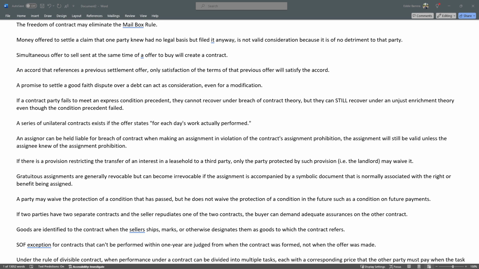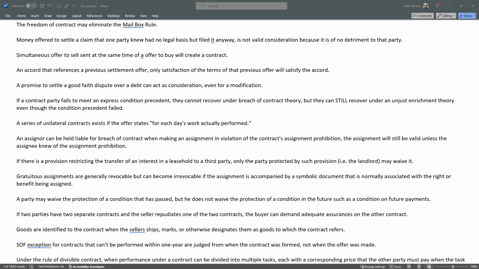If a contract party fails to meet an express condition precedent, they cannot recover under breach of contract theory, but they can still recover under an unjust enrichment theory, even though the condition precedent failed. A series of unilateral contracts exists if the offer states, for each day's work actually performed. An assignor can be held liable for breach of contract when making an assignment in violation of the contract's assignment prohibition. The assignment will still be valid unless the assignee knew of the assignment prohibition.